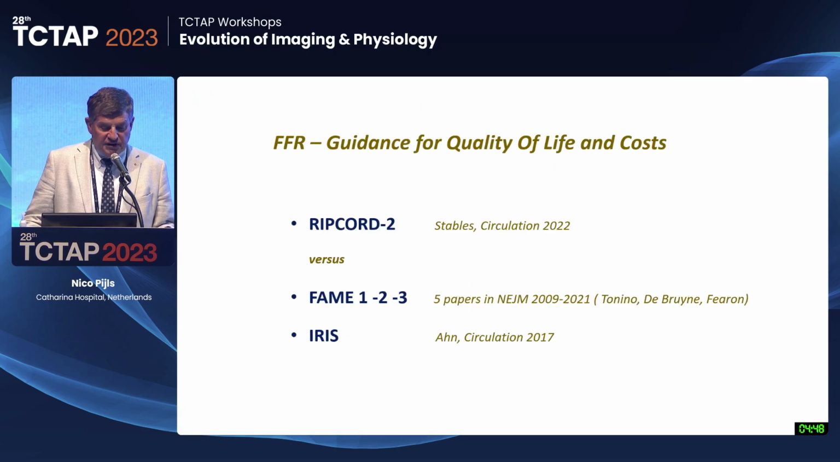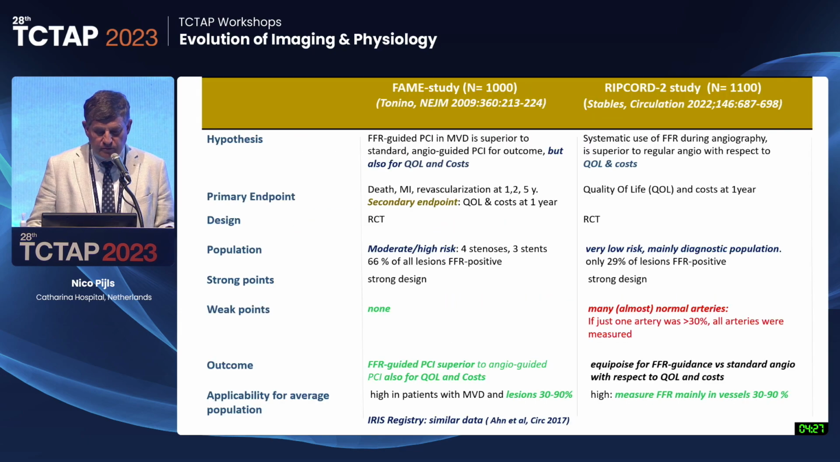The second issue to discuss is FFR guidance for quality of life and costs. That was the topic of the RIPCORD 2 study. There's the study, and the comparators here are not easily available because there are few studies who had this issue as primary endpoint, but it was a secondary endpoint in a number of other studies, all of the FAME studies and the IRIS registry. The hypothesis in the RIPCORD 2 study was that systematic use of FFR during angiography is superior to regular angio with respect to quality of life and costs at 1 year.